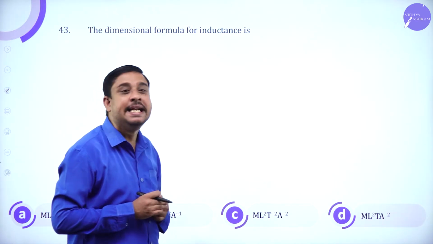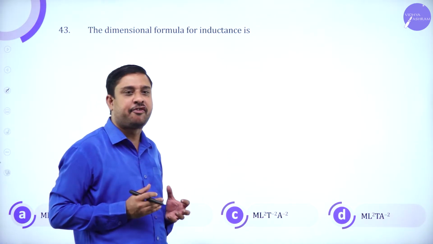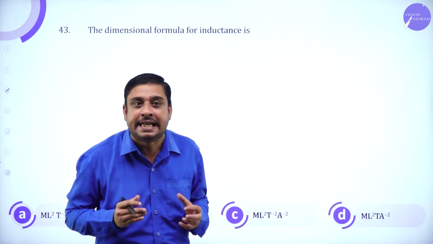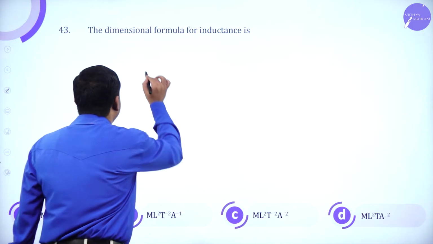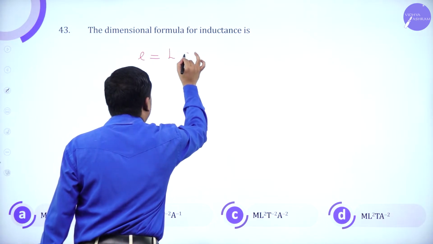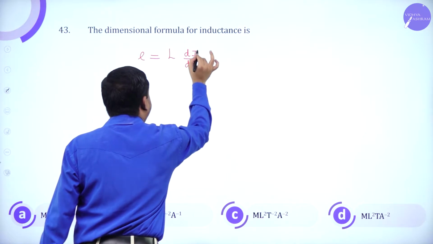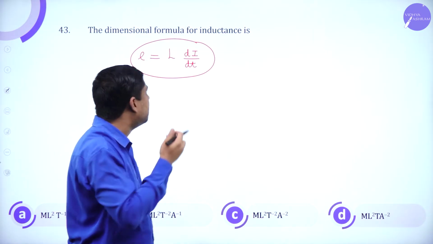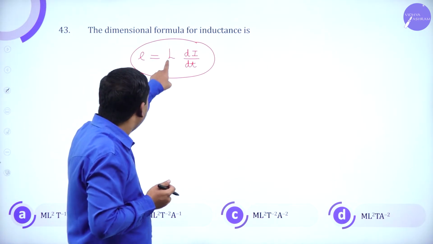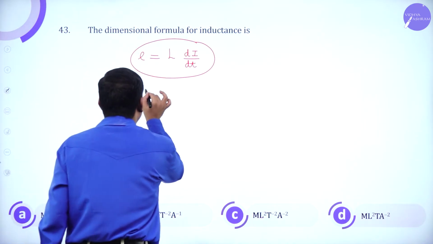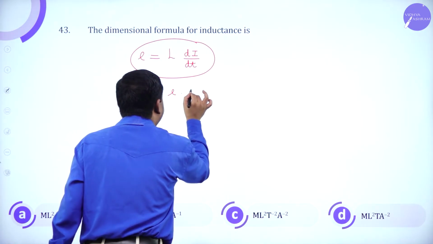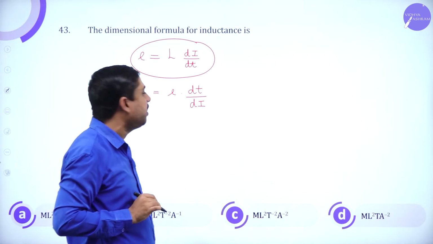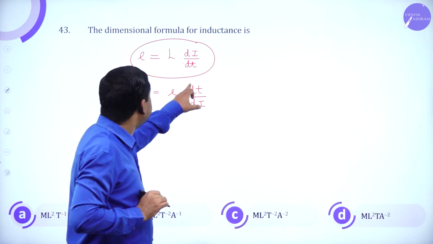Dimensional formula for inductance, coefficient of self-inductance. How did we represent coefficient of inductance, students? L. So we know E is equal to L di by dt. Now, in the self-induction concept, E equals L di by dt. Dimensional formula for L is needed. So L equals E dt divided by di. Rearrange, manipulate. So L equals E dt by di.